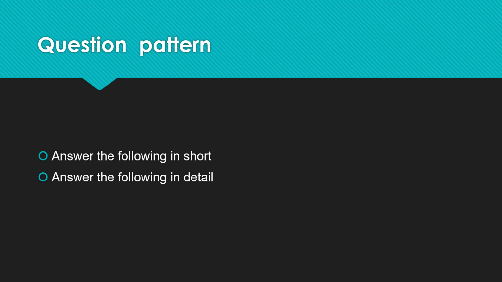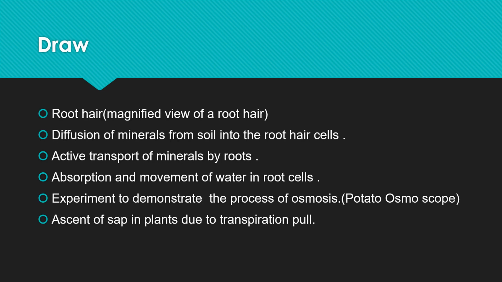Now we will come to the drawing part. In this lesson on transport of food and minerals in plants, there are many drawings like root hair in your textbook also, and where I have taught this lesson, I have given the diagram with labeling also. The magnified view of root hair is very important. Then they can give you the diffusion of minerals from soil into the root hair cells, active transport of minerals by roots, absorption of water and minerals in root cells, and the experiment demonstrating the process of osmosis, that is the potato osmoscope, one experiment I have discussed here. And the ascent of sap in plants due to transpirational pull.